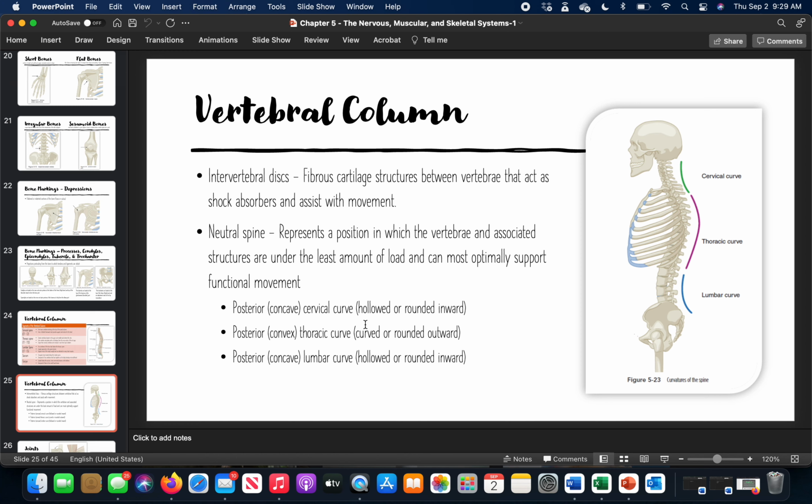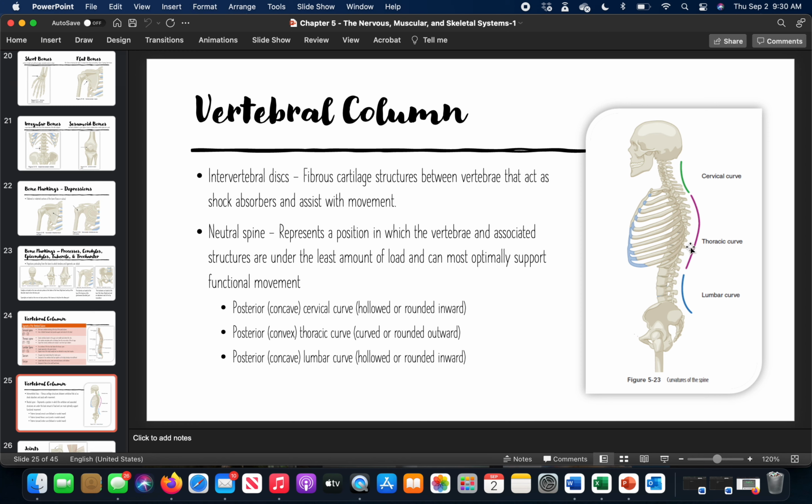Okay. Now, with the vertebral column, we always talk about how there is a neutral spine. Well, there is a slight rounding in the cervical spine, and that would be more of what we would call concave, so more inward rounding. The thoracic spine has a rounding more outward, more convex, and then the lumbar spine has a little bit more of a concave or inward rounding again.